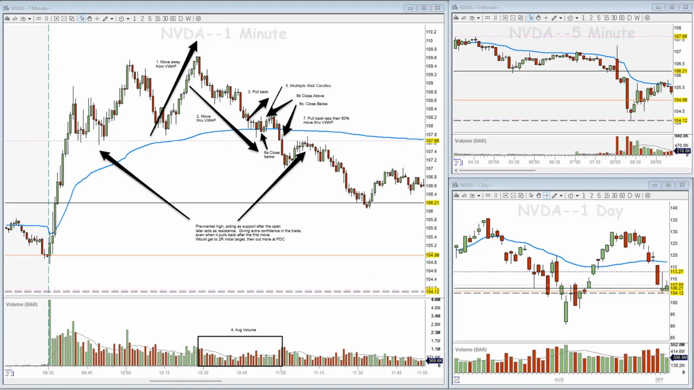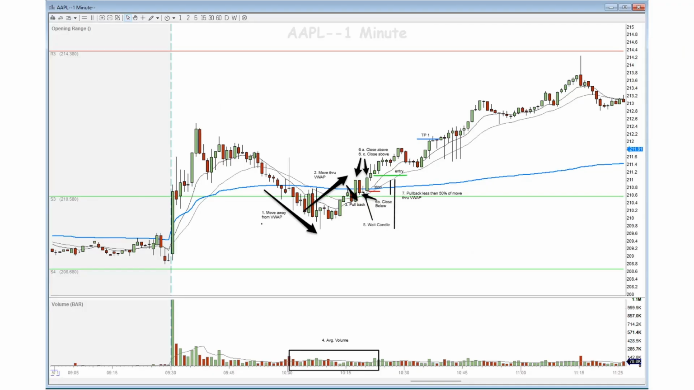Here's one with NVDA. Again, a move away from VWAP, very strong, pulls back through VWAP, and then it forms the lightning bolt. And once it loses VWAP, we're taking it short. In this one, I always add in a few things, like here, the pre-market high was acting as support, and then it started to act as resistance during the play, and then it kept the stock down below it. So this would be a great setup. Here's another one of Apple. Again, it moves away from VWAP, and then it comes back through VWAP, pulls back, and then continues on its way. And always on low to average volume.